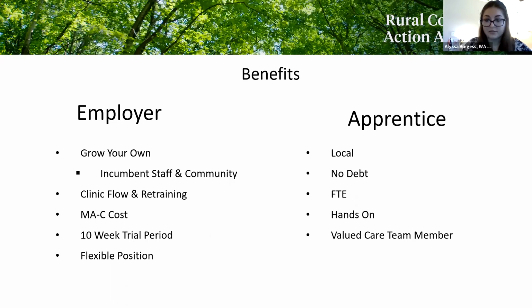They get to remain local. That's always huge, especially for our rural community health centers. They get to come out with no debt because the employer is paying the tuition. They're not paying anything to be a part of this program. They're actually being paid to be a part of the program. Again, they're a full-time employee. They get to have a benefits package. They get to provide for their families at home while they're furthering their own education.